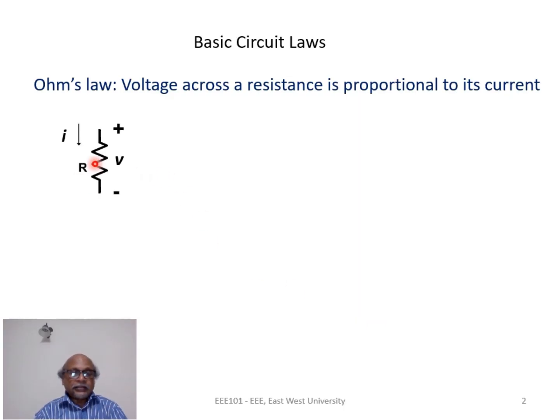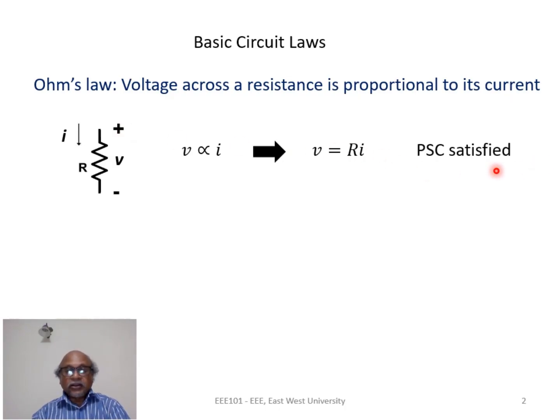So if we have a resistance R, the voltage across the resistance is V and the current is I. According to Ohm's law, V is proportional to I, or V is equal to Ri. R, which is the proportionality constant, is the resistance here. You will note that when the reference of the current and the voltage are observed, we see that passive sign convention is satisfied. So V is equal to Ri is Ohm's law when passive sign convention is satisfied.